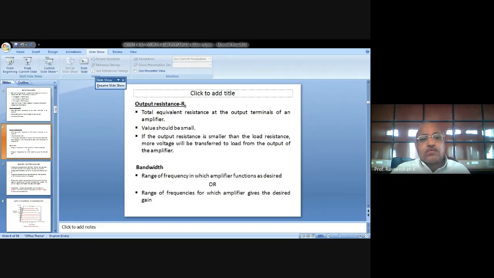So the voltage across R2, V2, is given by VCC into R2 divided by R1 plus R2. The voltage V2 ensures the forward biasing of the base emitter junction of the transistor. Now applying KVL at the base, basically, if you apply KVL at the base, what happens here?